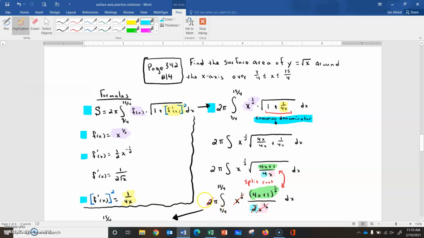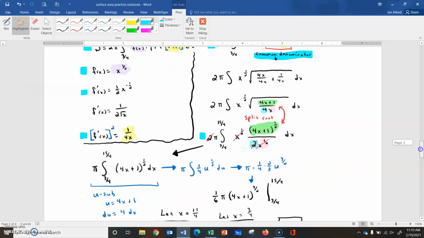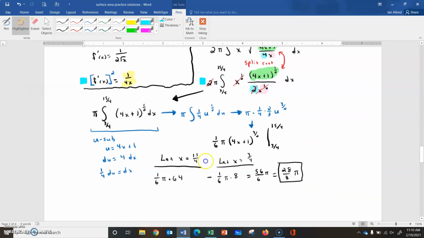So I'll have 2 pi times the integral from 3/4 to 15/4 of x to the 1/2 times, in the numerator, 4x plus 1 to the 1/2, and in the denominator 2 times x to the 1/2, that 2 being the square root of 4. So that way I can see that the 2 in the denominator cancels out with the 2 out front of the integral, and the x to the 1/2 in front of the fraction cancels with the x to the 1/2 in the denominator of the fraction. So lots of things cancel.